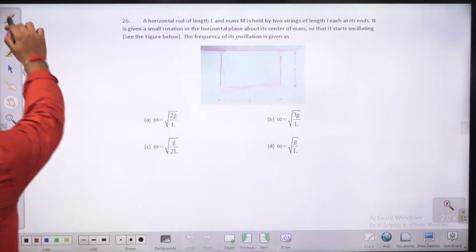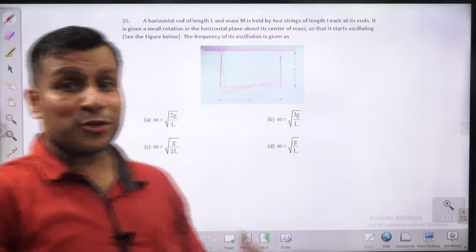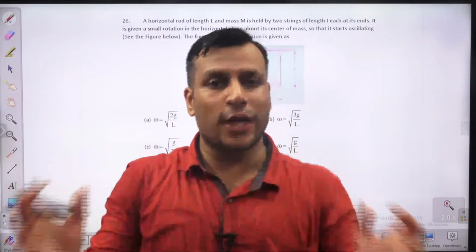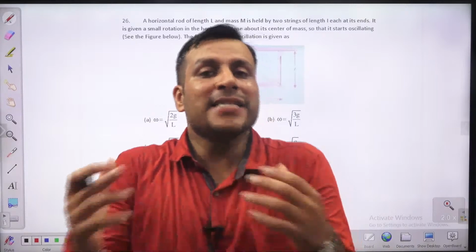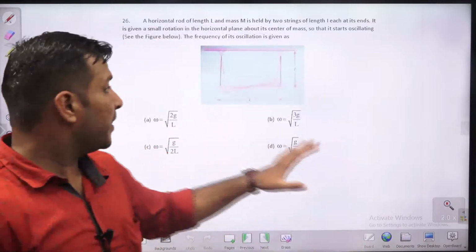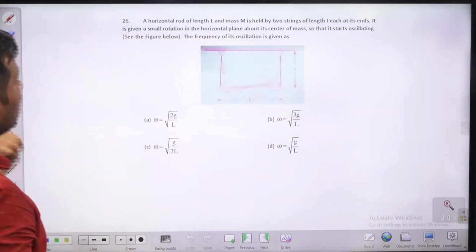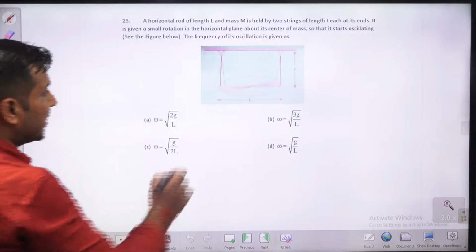So there is another case. I am not going to solve many questions of this kind because those are not required for HPCL or BHEL. But yes, for practice, for getting some idea related to the torque method, you can solve this question also. So there is a rod, guys.